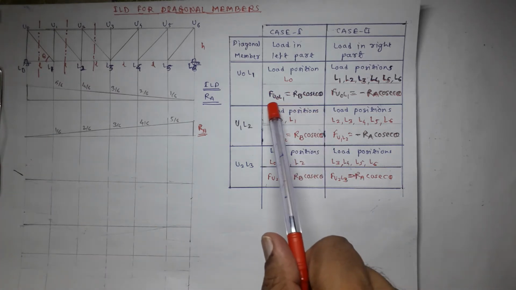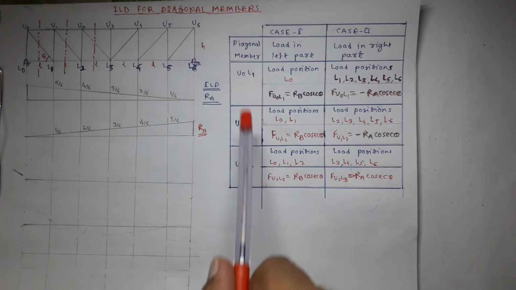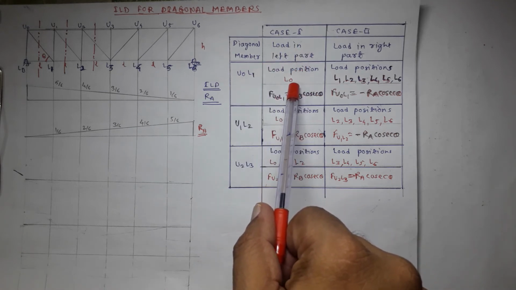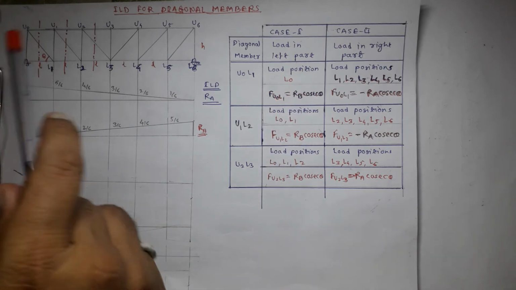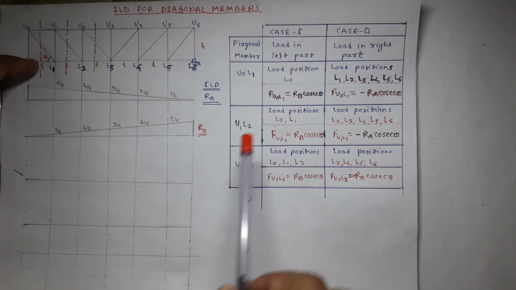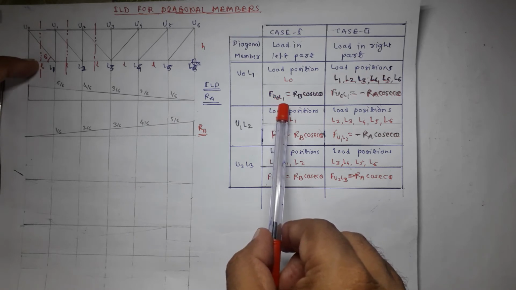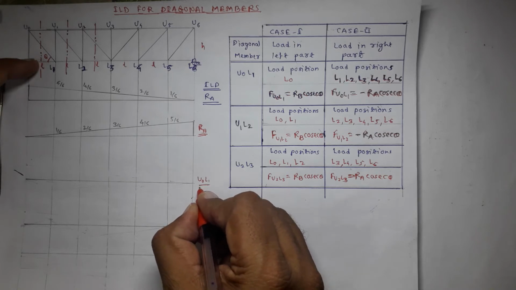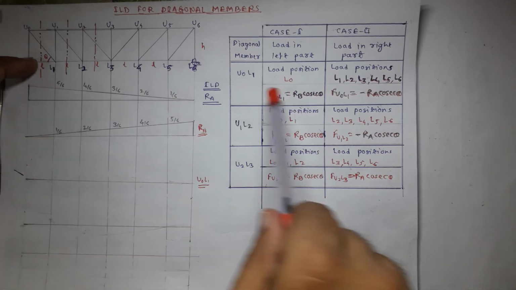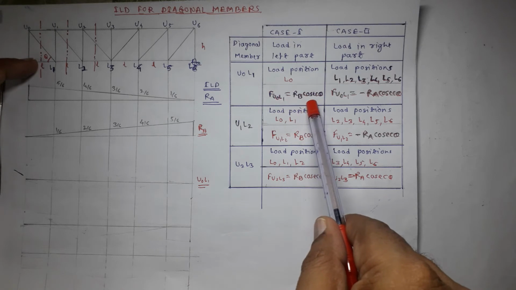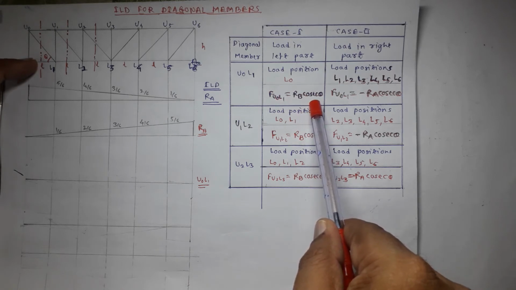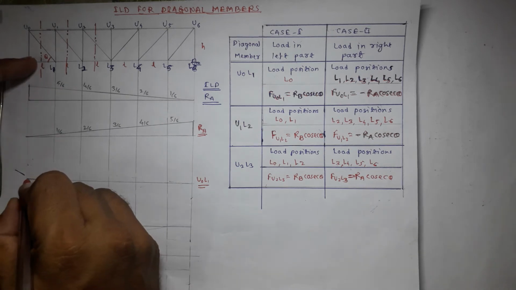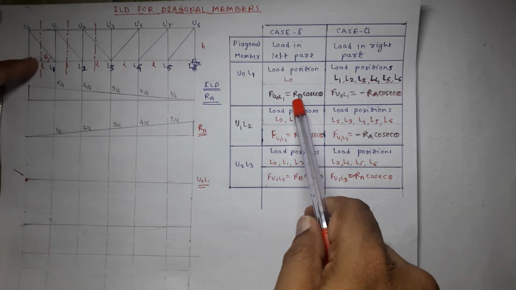Remember it well. So let us draw the ILDs for all these members. U0, L1. Load is in the left part. Load position is L0, it is the load position over here. This is L0. And now F U0, L1. I am going to get the diagram for U0, L1. So when the load position is over here, FU0L1 is given by RB into cosec of theta. But when the load is over here, RB is 0. So this value will be 0, and the first value I am getting is 0.